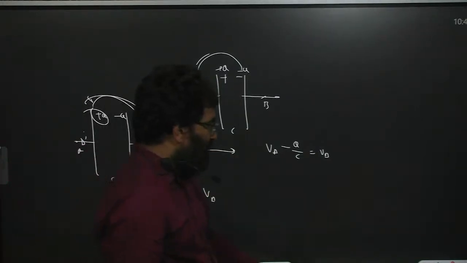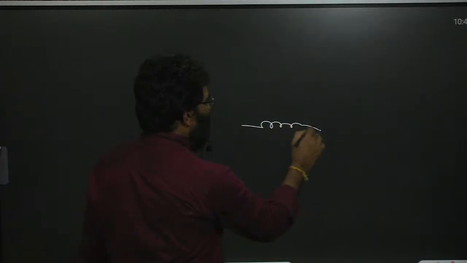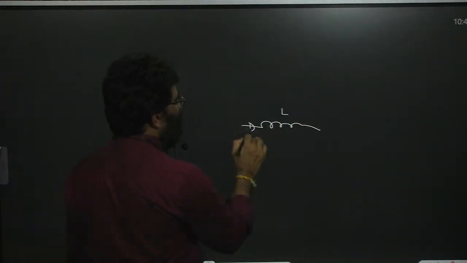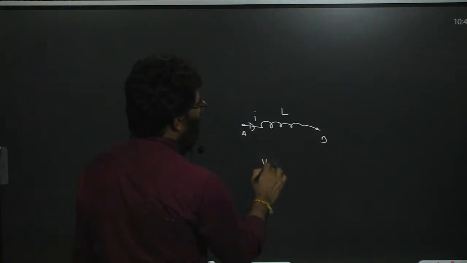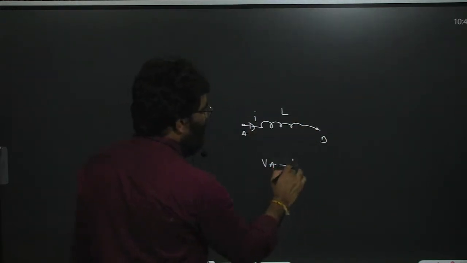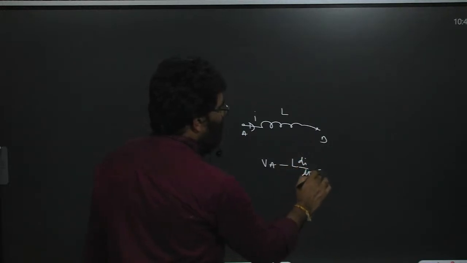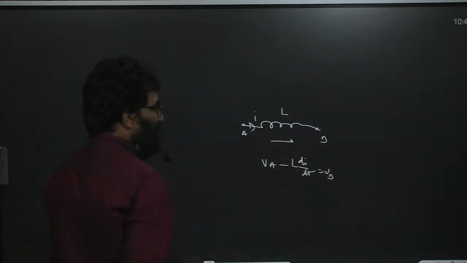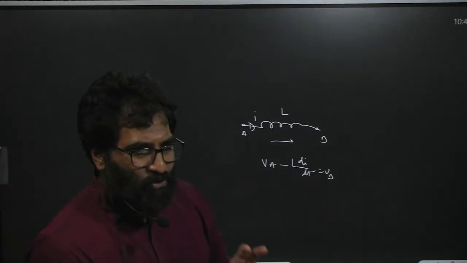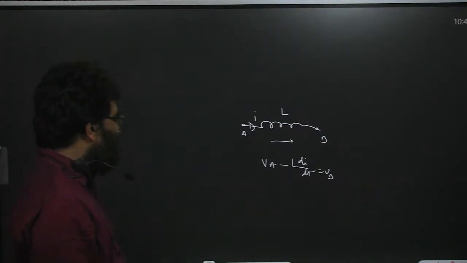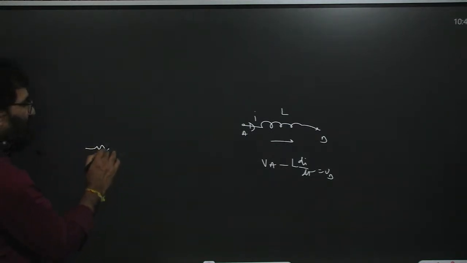Now if you take an inductor, current is flowing along this direction, I, L. A and B: VA, when we move along this direction, minus L dI by dt is equal to VB. Inductor, capacitor and resistance are all passive elements. Passive means it can consume energy or store energy. A resistance always consumes energy, giving it off in the form of heat.